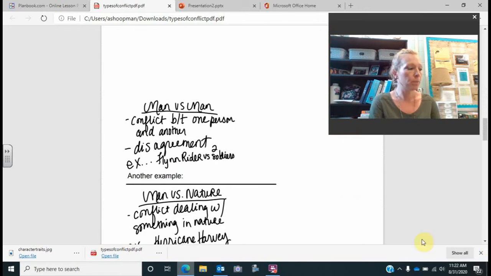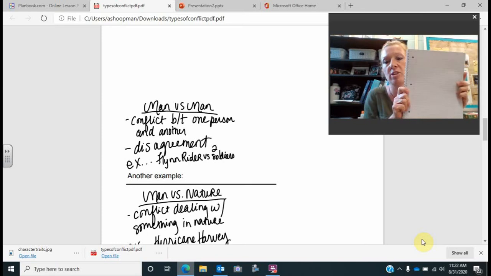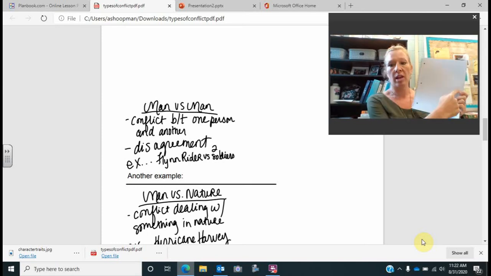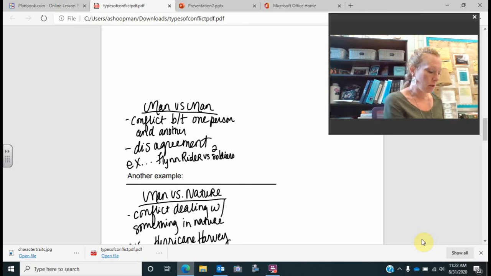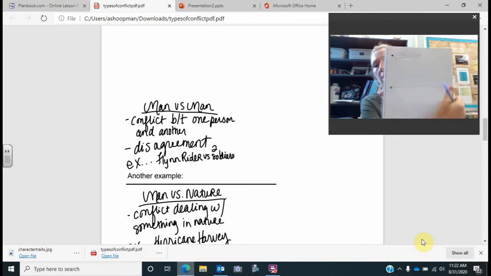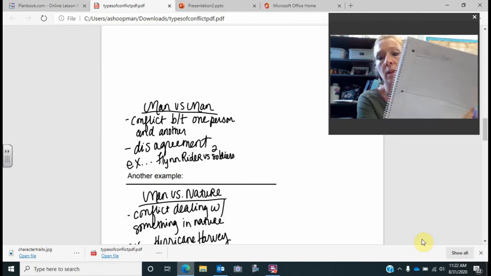What I need for you to do is open up your composition notebook, and I'm just going to open up a notebook. Okay. And I'm going to open it to my first page. I want you to break the page into half. So you can either draw a line horizontally or draw a line vertically. In the first section, you are going to write man versus man. So if I do that on mine, it looks like this, man versus man. Okay.